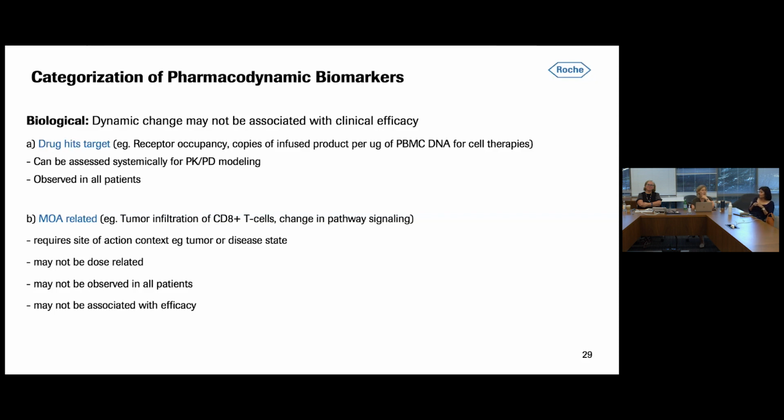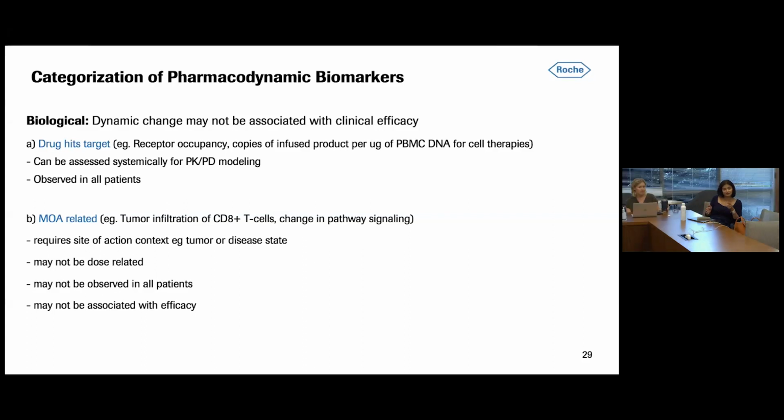Not sure I completely understand the question, but I think what they're asking is, can you use biomarkers? I'm going to reframe the question. Can you use biomarkers to, I guess, identify a dose that gives you a better side effect profile?